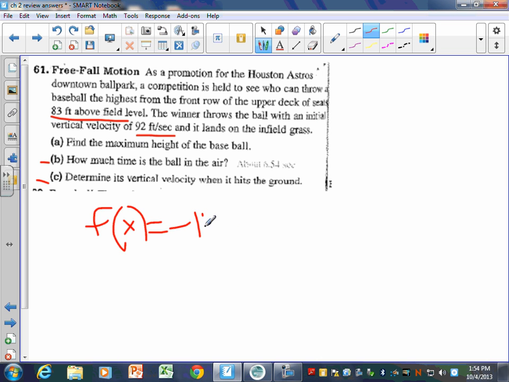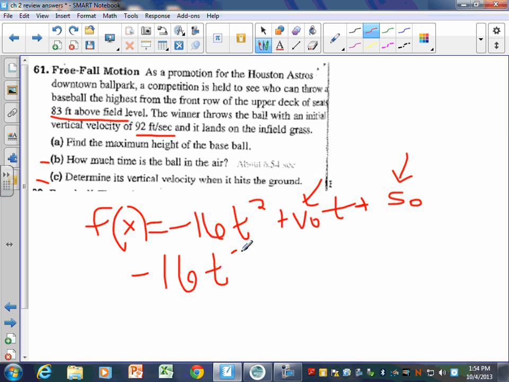It's -16 t squared plus v sub 0 t plus s sub 0, where v is your initial velocity, s is your initial height. And so you can write the quadratic equation because they tell us that the winner throws the ball with a velocity of 92 feet per second. Like, it almost pointed right to where it should go. 92 t. And they started 83 feet above field level. So that would be plus 83 out here.